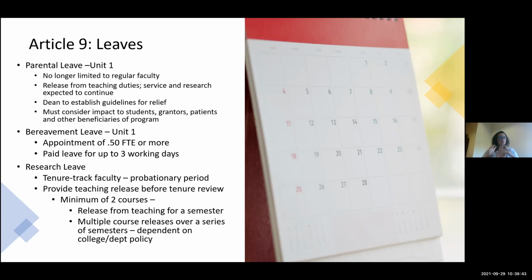Research leave. Tenure track faculty, during their probationary period, are eligible for a teaching release prior to tenure review: a minimum of 2 courses, release from teaching for a semester, or multiple course releases over a series of semesters, depending on college, department or policy. If you happen to be in Arts and Sciences, you already had this practice. This was already an established practice in Arts and Sciences, but their model for the university has now been adopted in the collective bargaining agreement.